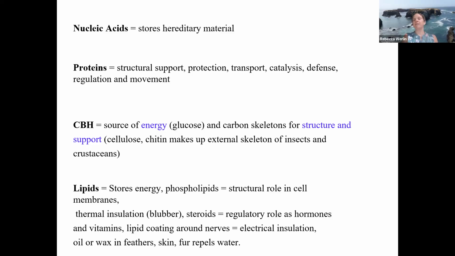And then lipids typically are going to be for energy storage as fats for energy. Then you'll have phospholipids making up cell membranes, and things like blubber in sea animals to insulate. You'll have steroids and hormones that are going to be lipid-based. Some vitamins are lipid-based. And all of the axons in our nerves are wrapped by lipids for insulation.